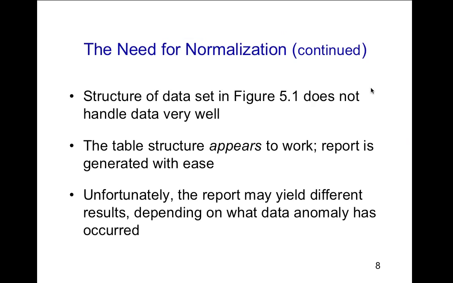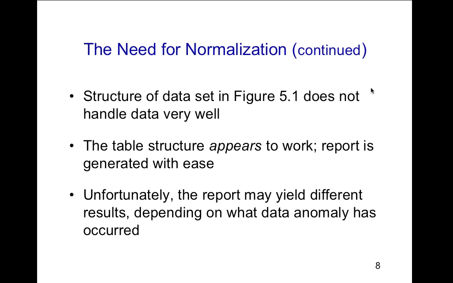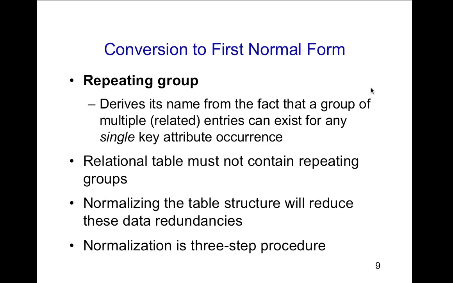Okay, the table appears to work. The report is generated with ease. You just print it out. You've got the data right there. In fact, if you use Microsoft Access, you get it in the order that you put it in, which is another mistake people in first normal form make: they assume there's an order to the data when there's no order to the data that goes into that table. Unfortunately, the report may yield different results depending upon what data anomalies have occurred, especially if you use this as a data report and have to manually edit it.